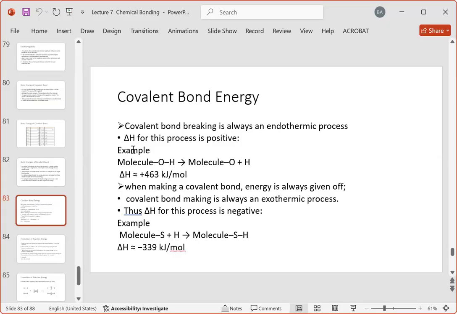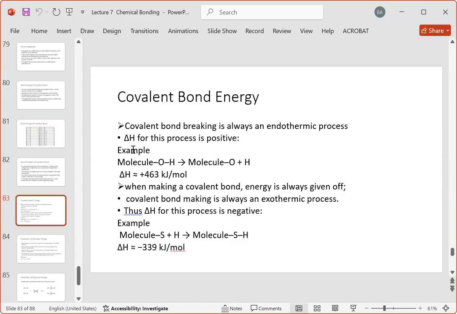So covalent bond breaking is always endothermic. Covalent bond breaking is always an endothermic process. The system takes energy from the surroundings to do the work to break the bond. For example, you have a molecule bonded with oxygen and then with hydrogen, and we want to break the hydrogen off from the molecule and the oxygen. You have 463 kilojoules per mole.